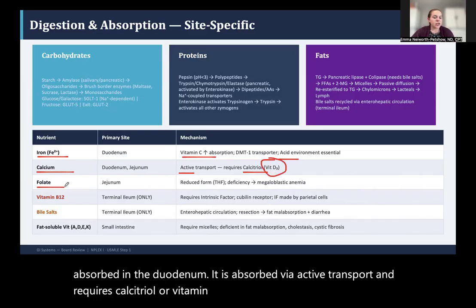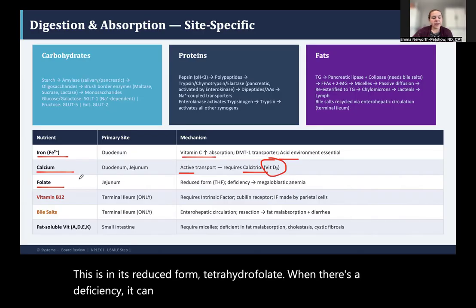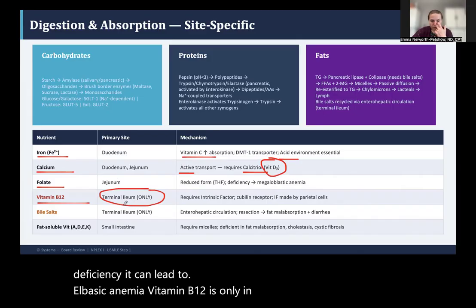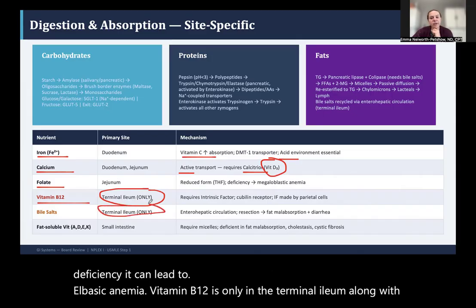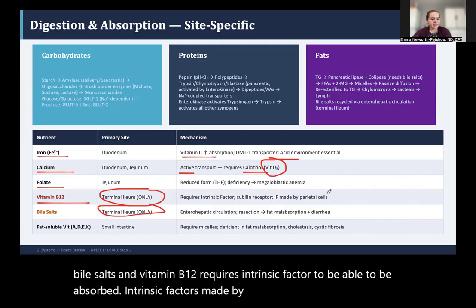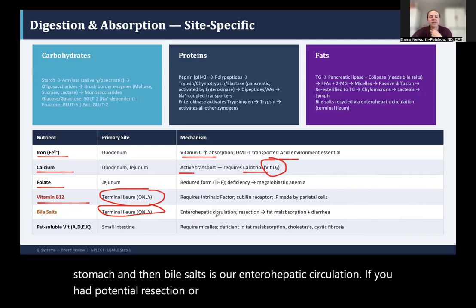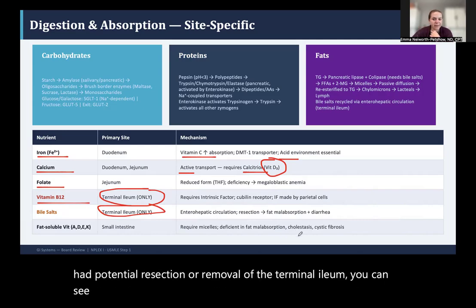Folate is absorbed in the jejunum. This is in its reduced form, tetrahydrofolate. When there's a deficiency, it can lead to megaloblastic anemia. Vitamin B12 is absorbed only in the terminal ileum, along with bile salts, and vitamin B12 requires intrinsic factor to be absorbed. Intrinsic factor is made by our parietal cells in our stomach. And then bile salts are part of our enterohepatic circulation. If you had resection or removal of the terminal ileum, you could see fat malabsorption and potentially diarrhea.